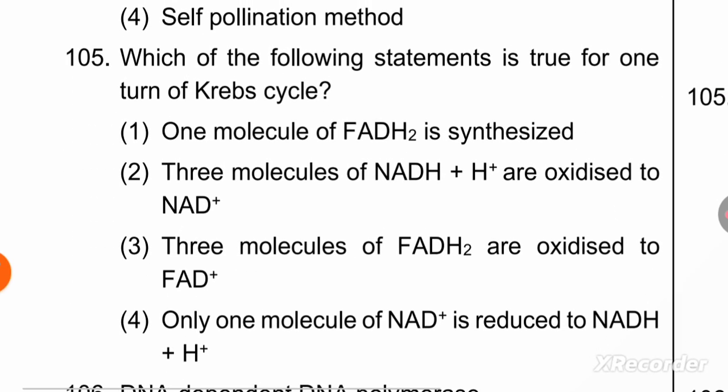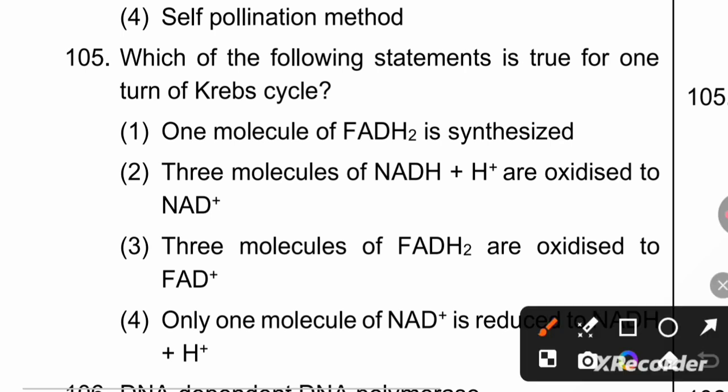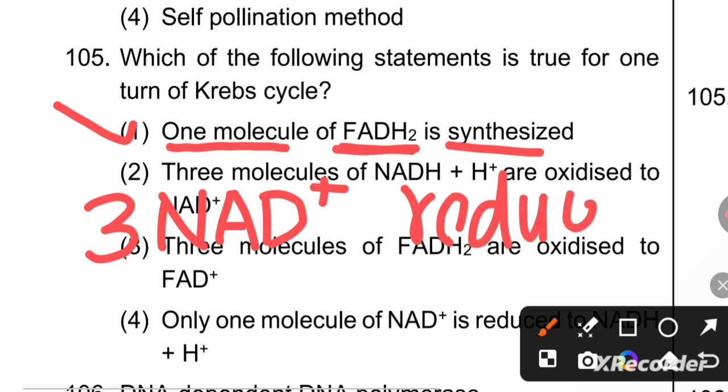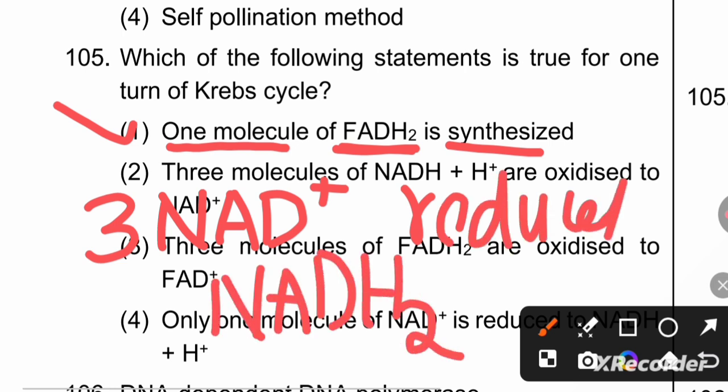Which of the following statements is true for one turn of Krebs cycle or one turn of citric acid cycle? The true statement is that in the citric acid cycle, one molecule of FADH2 is synthesized, whereas 3 NAD plus are reduced to NADH2. So among the options, the first option is right for one turn of the Krebs cycle.